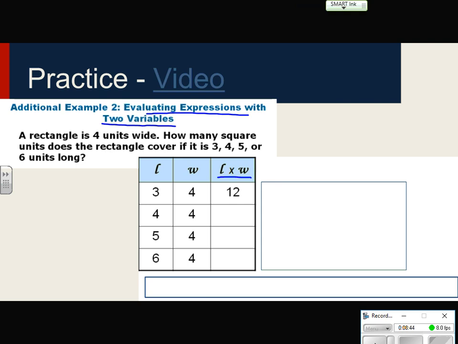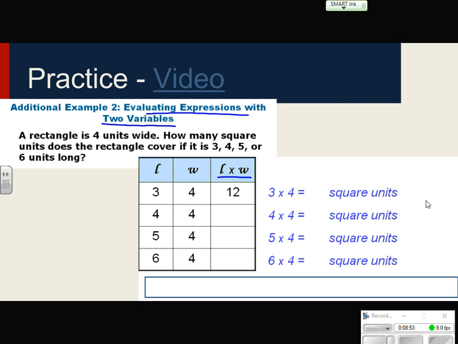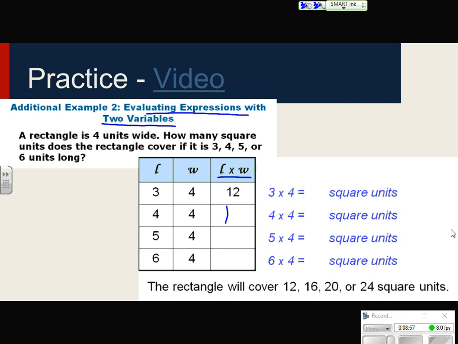So when your table is neat and orderly, you can see that you're just going to do 3 times 4, which gives you 12, 4 times 4, 5 times 4, and 6 times 4. Well, 4 times 4 is 16, 5 times 4 is 20, and 6 times 4 is 24. So you're going to be doing an example problem in just a second after you copy this down. I'm going to want you to make the same kind of table to be able to solve that problem.